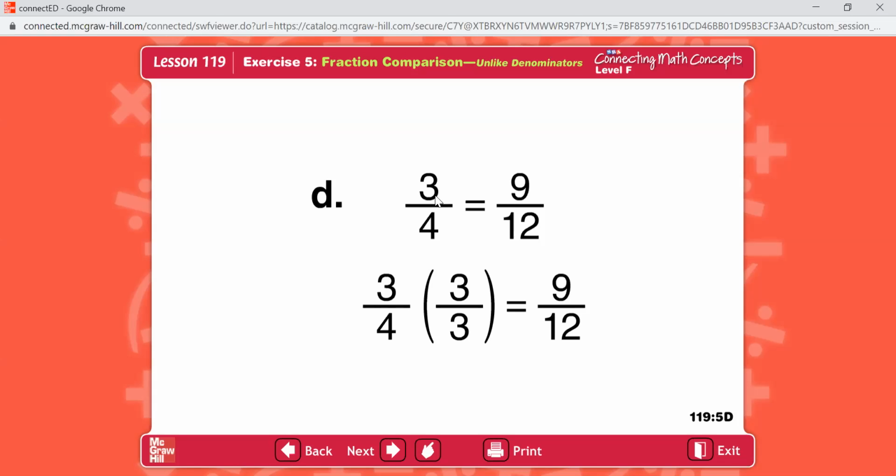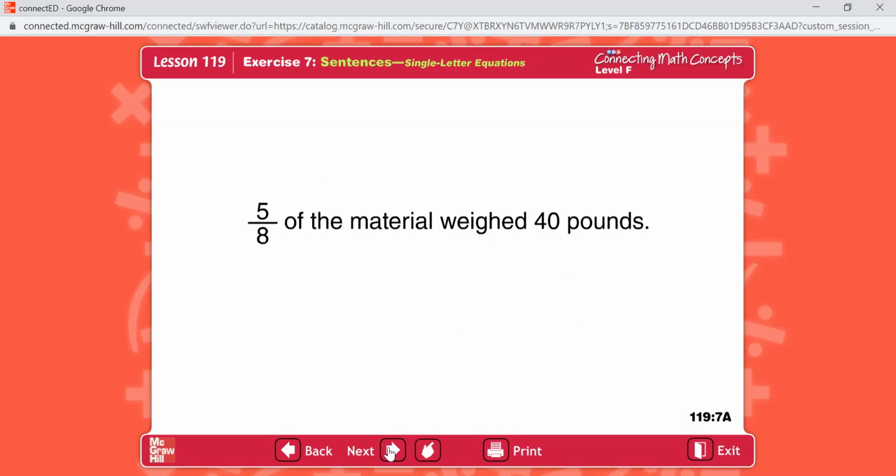Let's switch gears to sentences for single letter equations. Listen, 5/8 of the material weighed 40 pounds. We're going to write an equation for this sentence. 5/8 of the material weighed 40 pounds. The equation will have only one letter.